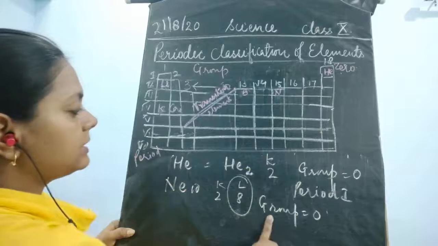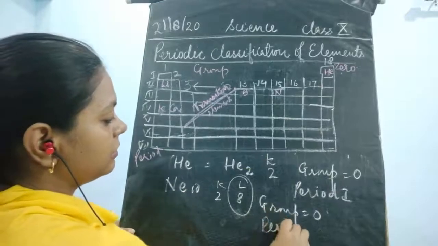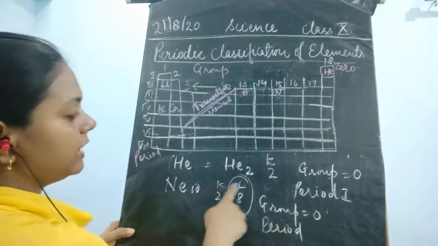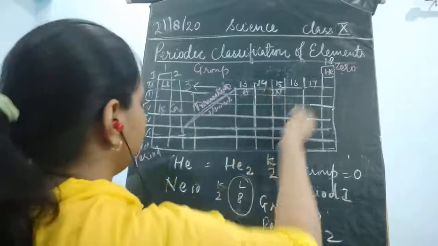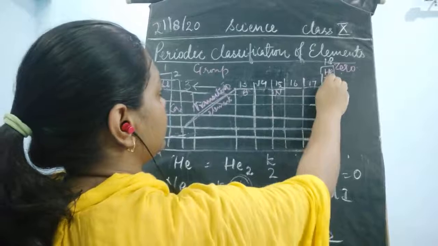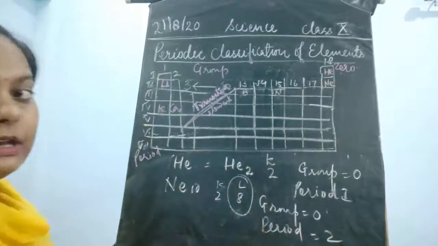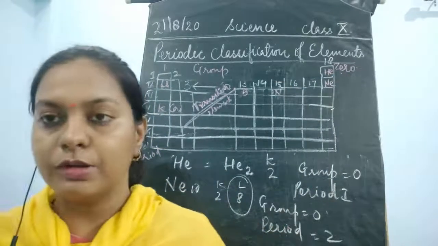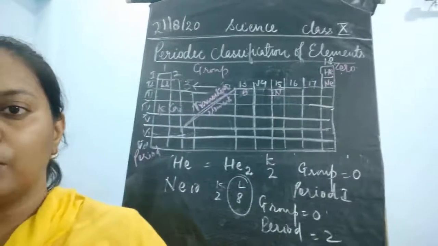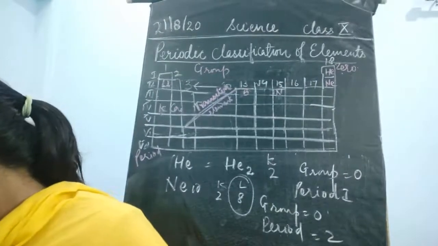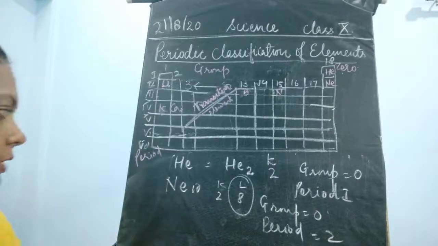Now which period is it going to belong to? Number of shells, if you count 1 and 2, that is the period number second. So period number second, and the position of the neon is this. Similarly, you could calculate for argon also, krypton also. You could calculate it very easily. Next would be argon.